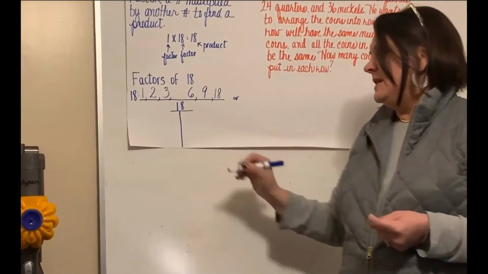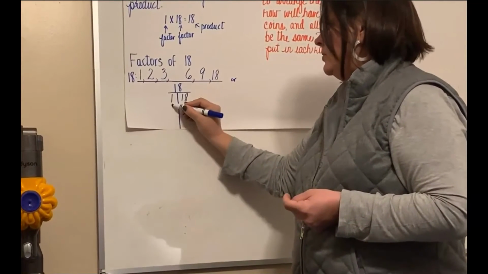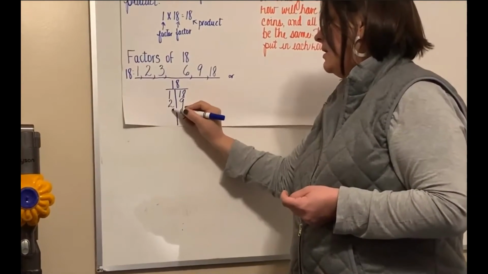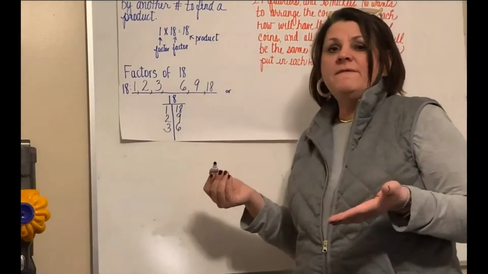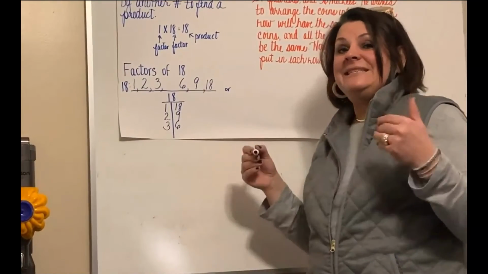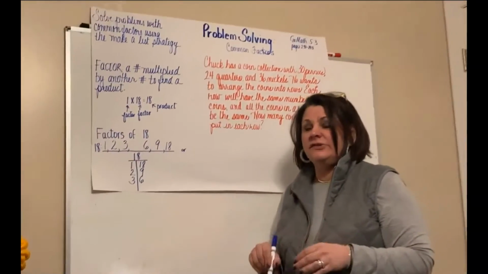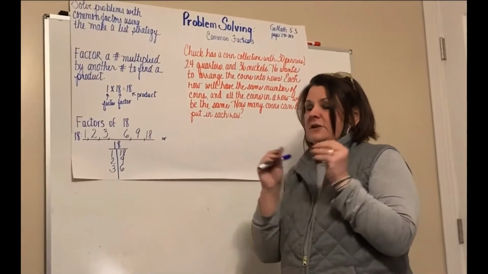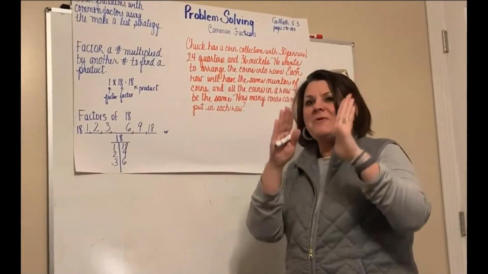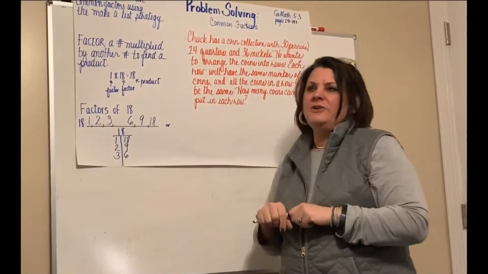Now we can do the same thing in a T-chart: 1 and 18, 2 and 9, 3 and 6. That's how we find the factors of a number. Today, we are going to be finding common factors. That means we're going to factor several different numbers, and then we're going to circle the common factors in each in order to find our answer.